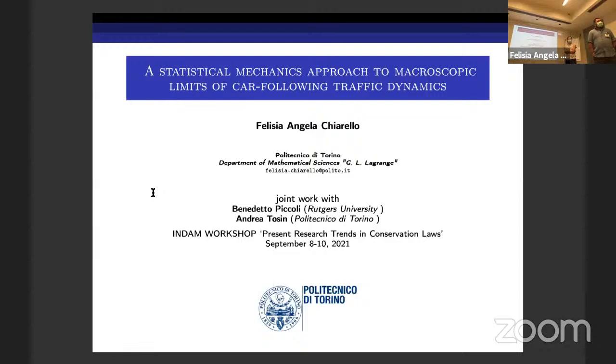So we can pass to the next talk; the next speaker is Chiarello. Thank you. First of all, I would like to thank the organizers for this kind invitation. I'm Chiarello. I work at Politecnico di Torino, and today I talk about the statistical mechanics approach to macroscopic limits of car-following traffic dynamics. In particular, I will present a joint work with Benedetto Piccoli and Andrea Costin.